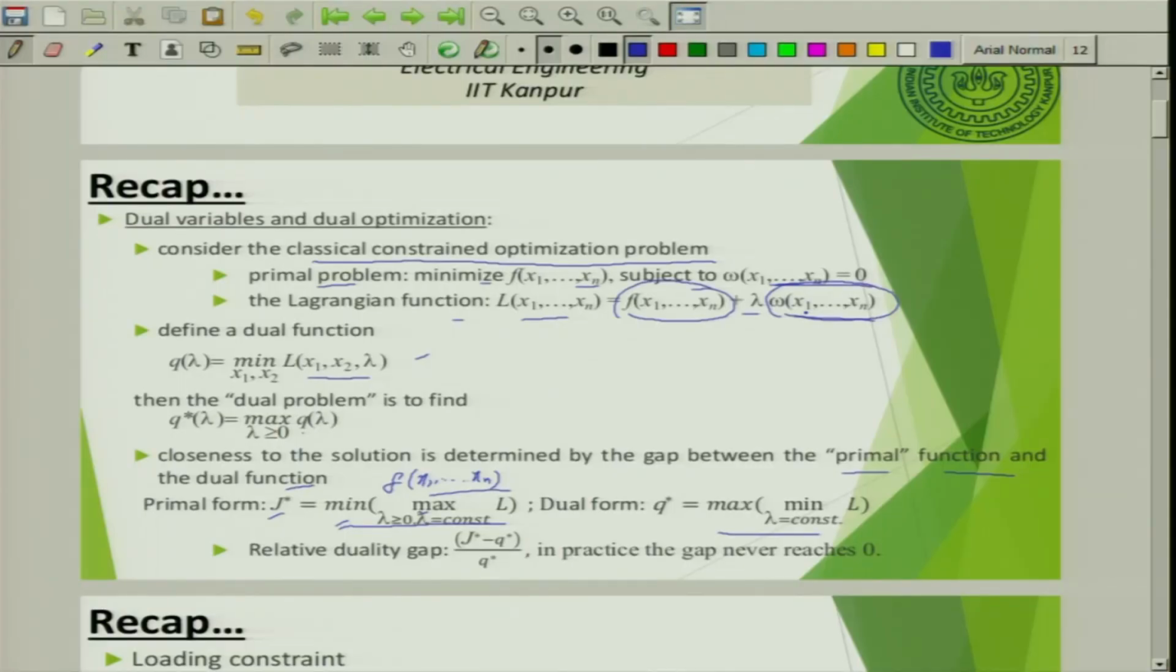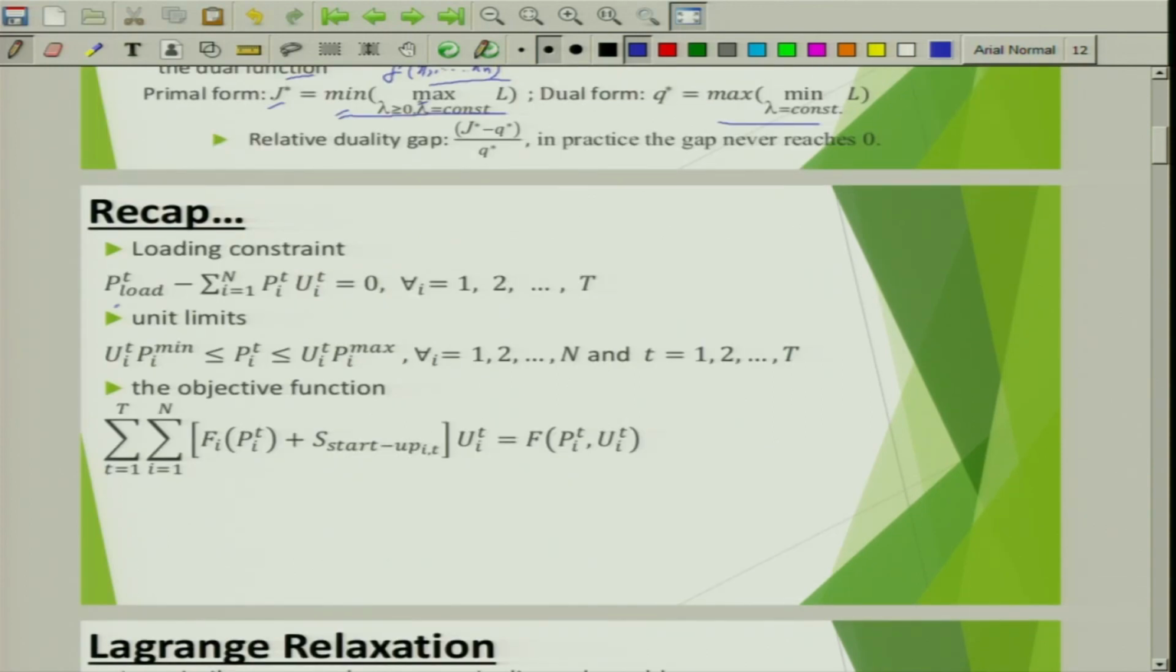I will explain the procedure in a while. So this is the loading constraint, the load at the specific time interval, P load T, and the summation of generation Pi of T along with their states, whether they are turned on or turned off, all of them put together should be 0, right? The algebraic summation should be 0, and there is another limit where the individual generation of a generator should be within the limits of minimum and maximum, and this should be applicable for all the generators for all time intervals, right?